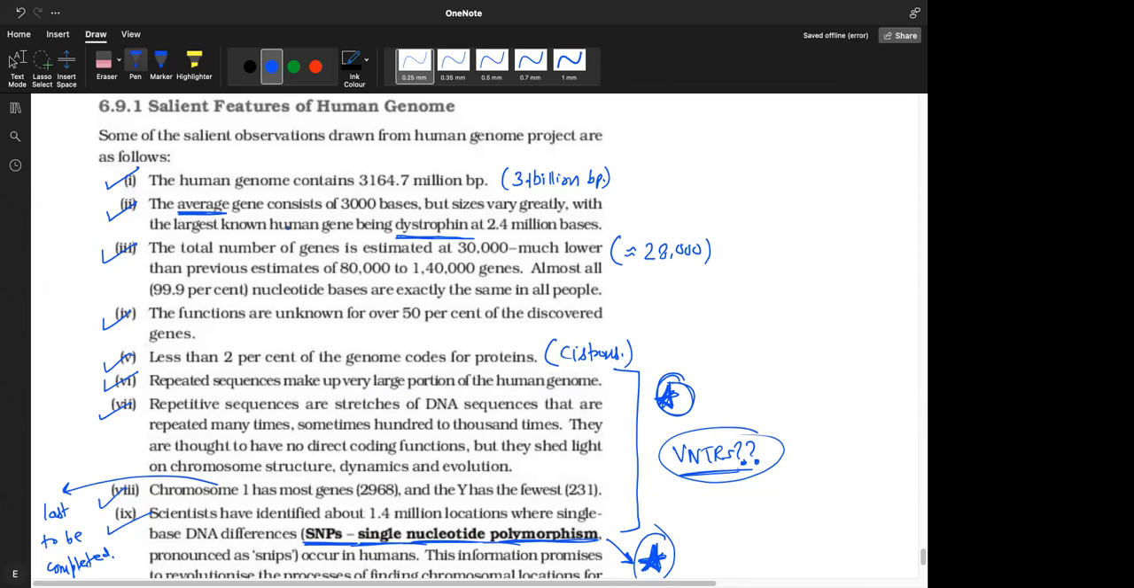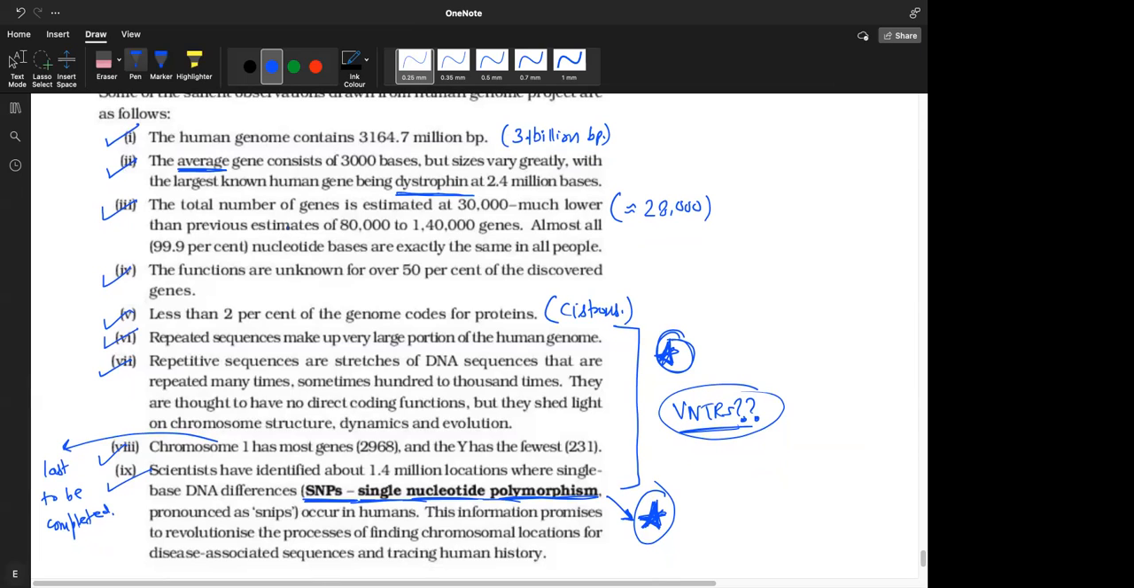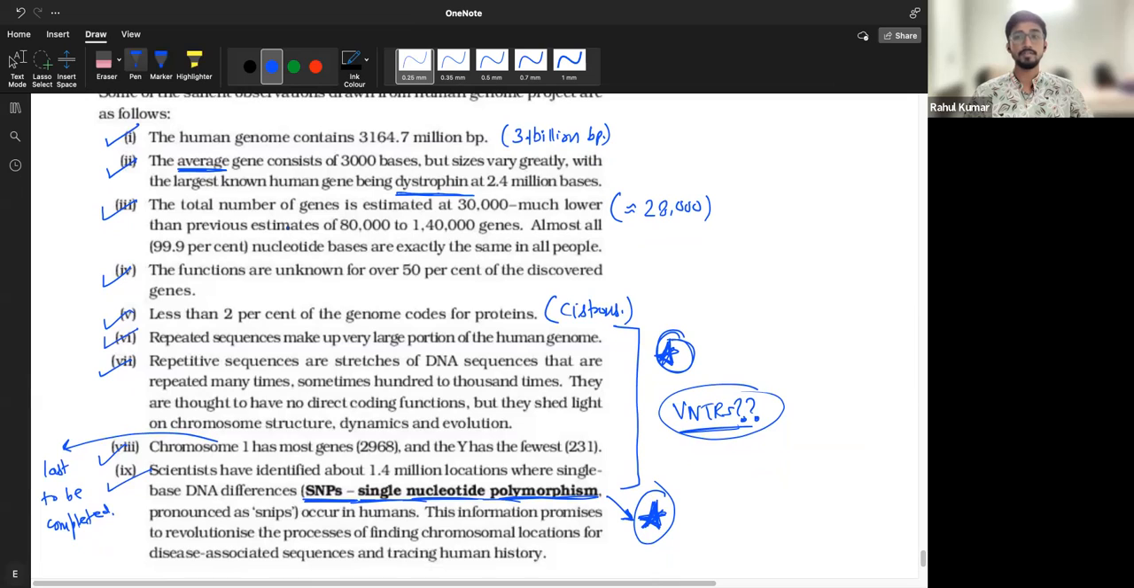Chromosome 1 has the most genes, that is 2,968, approximately 3,000 genes. And Y has the fewest, that is 231. Yes, and all of them are genes. So remember, not all of them are protein coding genes, right? Because those are called cistrons, the region that codes for protein. There are genes that code for RNA but do not go on to form protein. Now I think this part is clear to you.